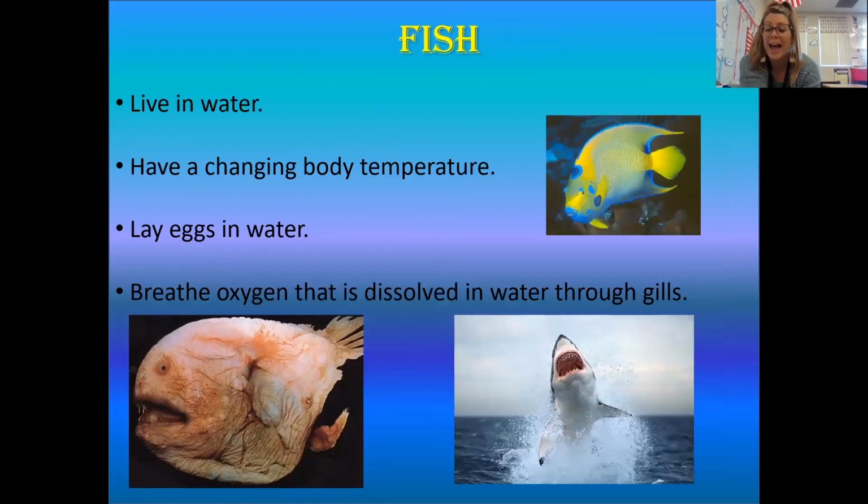And then we have fish. That is our last vertebrate. Fish live in the water. Their body temperature can change. They lay eggs in the water. And then they also breathe oxygen that is dissolved in water through gills. So they also breathe through their gills, okay? So we should be experts on vertebrates.